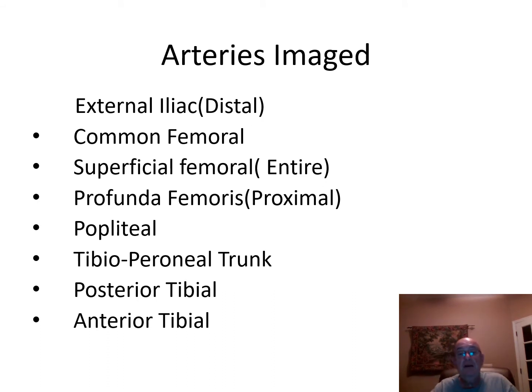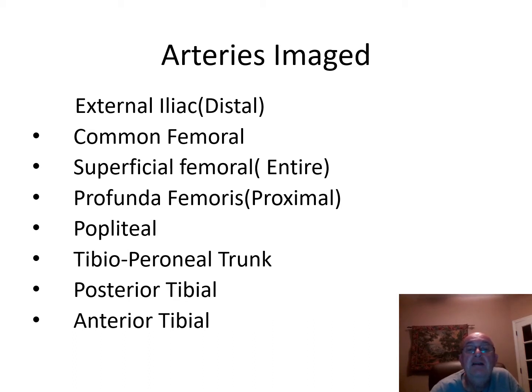So when we do the duplex, we begin at the groin area, right at the area of the inguinal ligament. If you're just above the inguinal ligament, it's likely you're getting the external iliac. If you're at or just below, you're likely getting the common femoral. Common femoral is a very short segmented artery anyway. And then, of course, we image down to the bifurcation where we get superficial femoral and profunda femoris arteries.